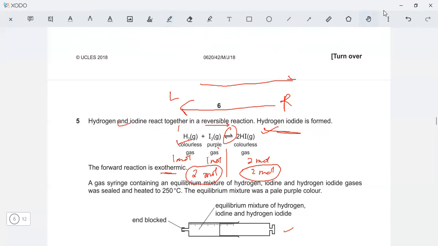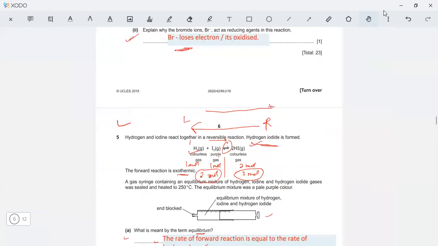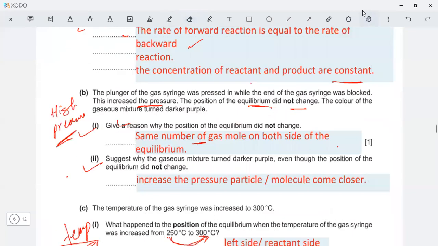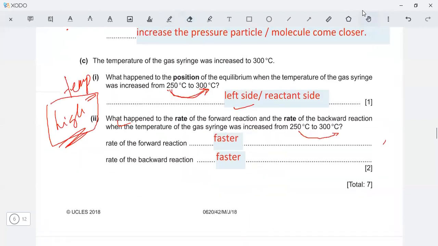So here the temperature is increased from 250 to 300. What happened? Here the temperature increased, so high temperature is the condition. High temperature means the reaction will favor the backside, towards the left. Okay, so you can write here the position of equilibrium shifts towards the left side, or reactant side. Okay, now second bit.